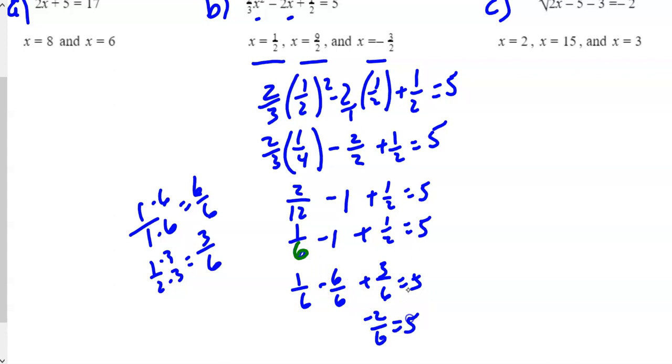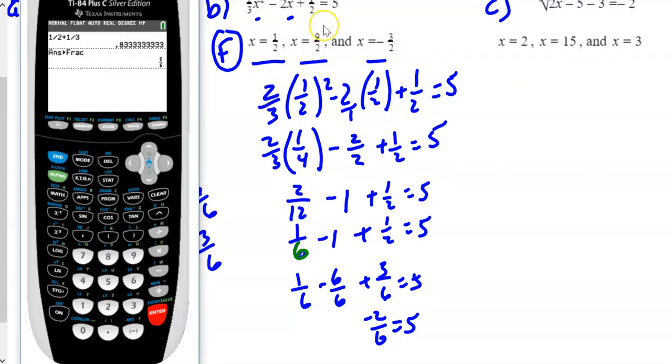-2/6, and we can tell right away we can simplify that more, but that is going to be false. And let me put that false over here, about a half. Okay. And now we'll use our calculator for the other ones.